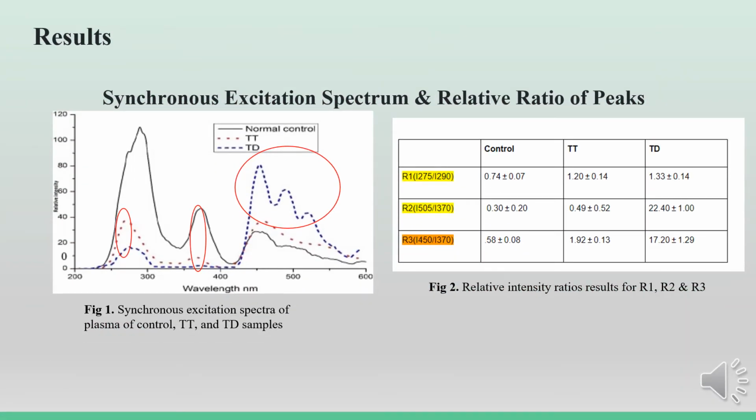In our results section, the first figure shows the synchronous excitation spectrum of the controls and patients with thalassemia. This is the figure on the left-hand side of the screen. The five main peaks in order from left to right of the graph, circled in red, represent tyrosine, tryptophan, NADH, FAD, and bile pigments. Compared to the controls, the relative intensity spectrum of samples with thalassemia was lower with samples below 370 nanometers, but higher at 450 and 505 nanometers.